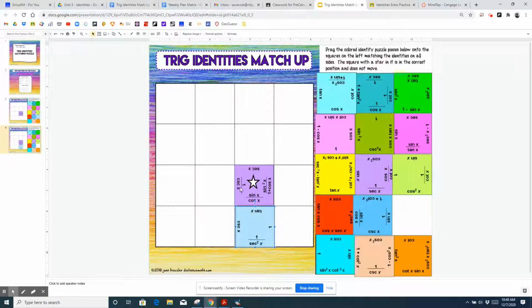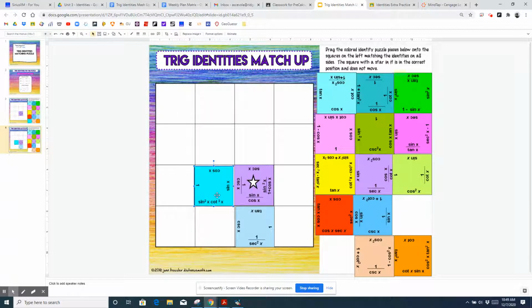Then I see on the left of this purple starred one, 1 over cosecant. Now that's the reciprocal of sine. So I'm going to look for one that has sine on the right. So we got one right here. There might be others. Do I see any others with sine on the right? I see a sine squared, but none of that.